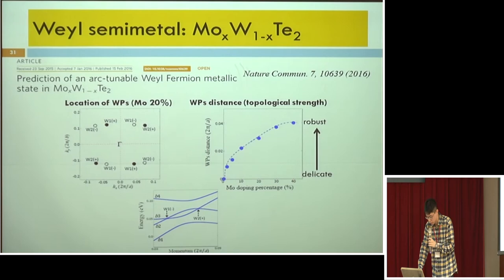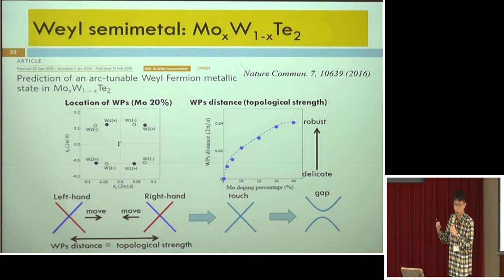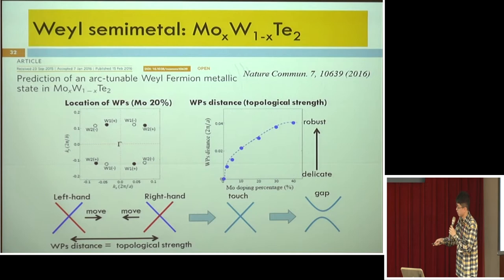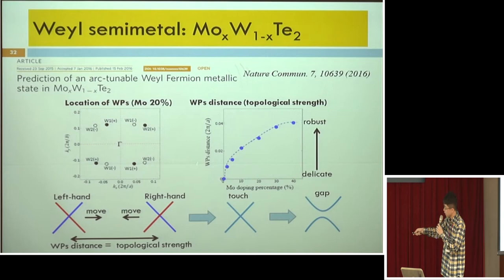We know the Weyl semimetal is a topological state, so it's very robust. The only way to kill the Weyl phase is to let the two Weyl points touch in momentum space. Then we lose the Weyl phase. So the distance between the Weyl points can be regarded as the topological strength in a Weyl semimetal. For example, in our doping system, in the low doping region, the separation of the Weyl points is very small, so this Weyl phase is delicate. If we increase the doping concentration, the separation becomes very large, so this Weyl phase becomes robust.